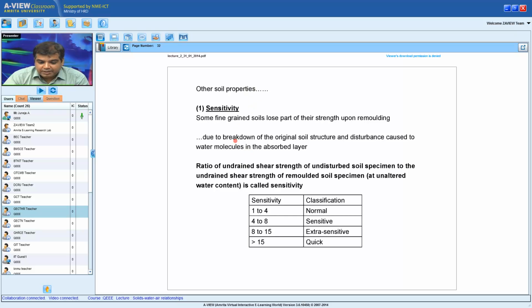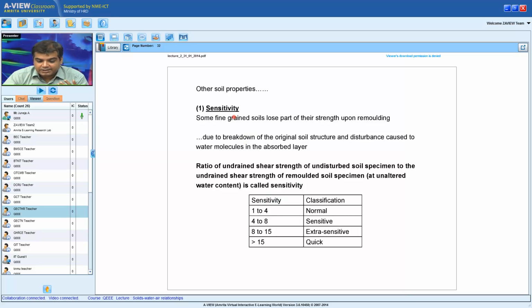There are probably a few terms which in the next 1 or 2 slides we'll quickly go through, and if you can jot these numbers, or at least the terms. The first one is soil sensitivity. Sensitivity means the strength which is lost due to remolding. So if there is no loss in strength, we say the soil is normal, has sensitivity of 1.